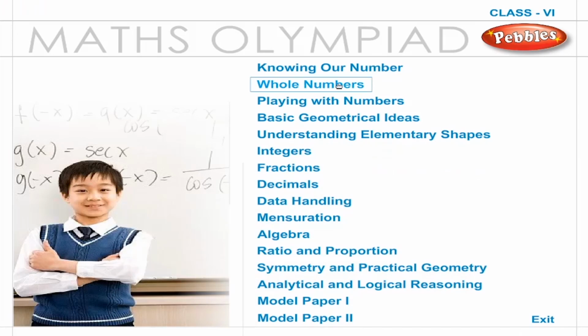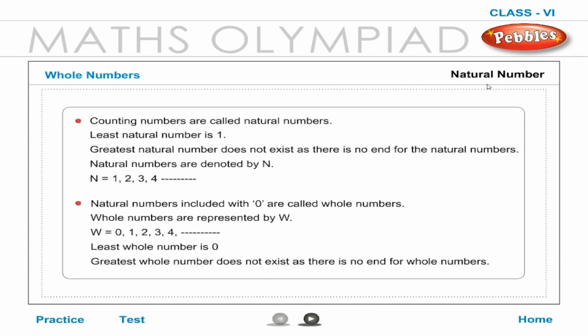Whole numbers. Counting numbers are called natural numbers. The least natural number is 1. The greatest natural number does not exist, as there is no end for the natural numbers. Natural numbers are denoted by N, that is equal to 1, 2, 3, 4 and so on.